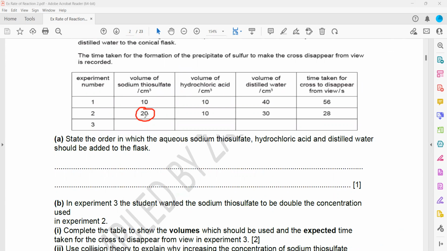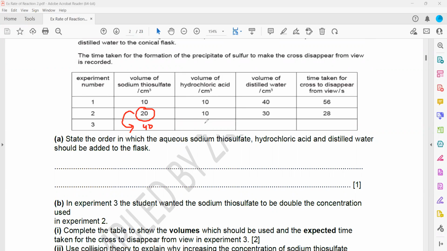So if we are using 20 cm cube in experiment 2, I want a double amount. So how much should I use to make it double? What should the amount be if we want to double the concentration? If it was originally 20 in experiment 2, then we can use 40. You can use your mic or chat to share the answer. So it will be 40.